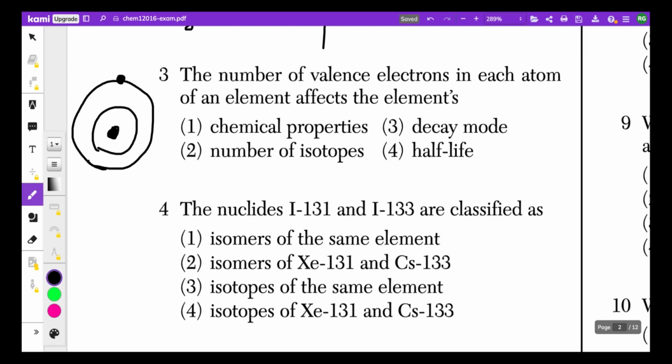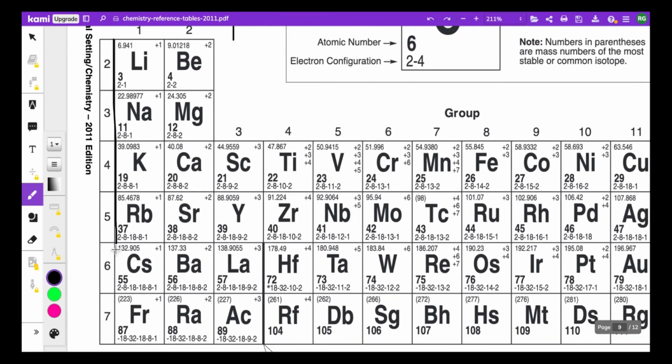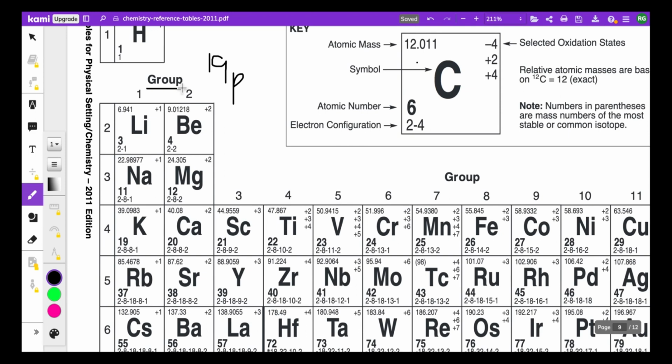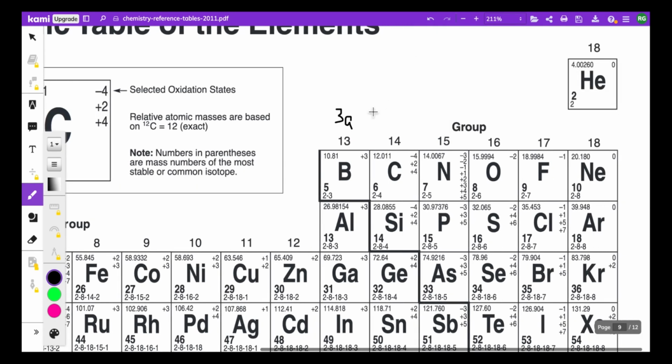Now let's go back to our periodic table. You can see columns in the periodic table, and they're called groups. So this would be group 1, this would be group 2, and this would be group 13. Group 13 is also called 3A. Let's write this down. Group 13 is called 3A, group 14 is called 4A, 15 is called 5A, then 6A, 7A, 8A.